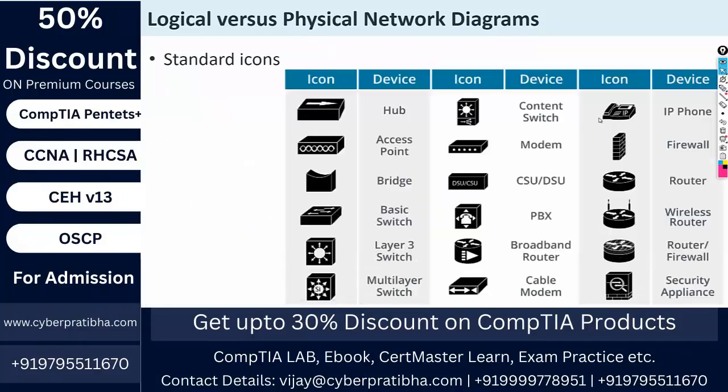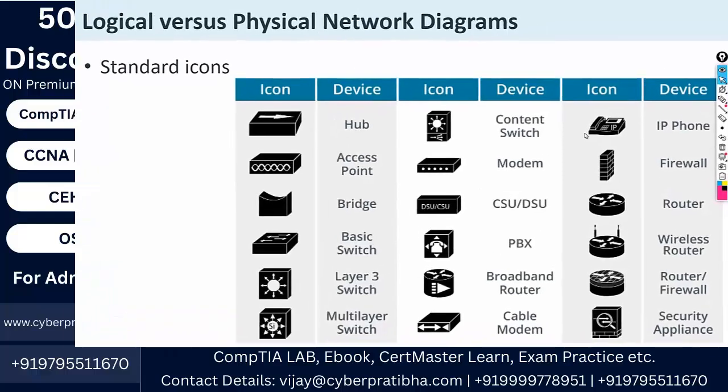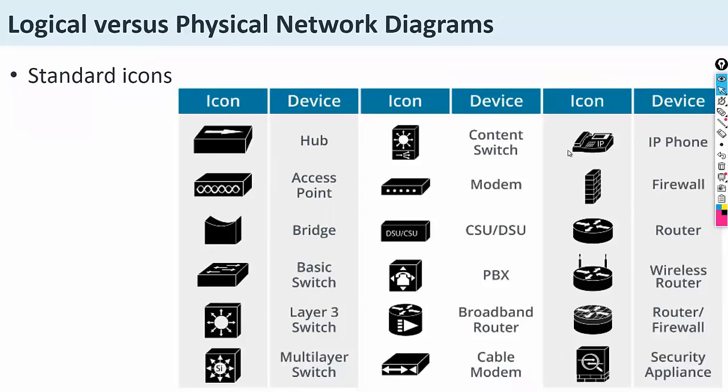Once everything is considered, if you create a diagram, it is necessary, because you may be using a bridge or a router, but how do you identify those things? So there are some standard icons which can be used. Like if you want to establish a hub, you need to use such a type of icon.